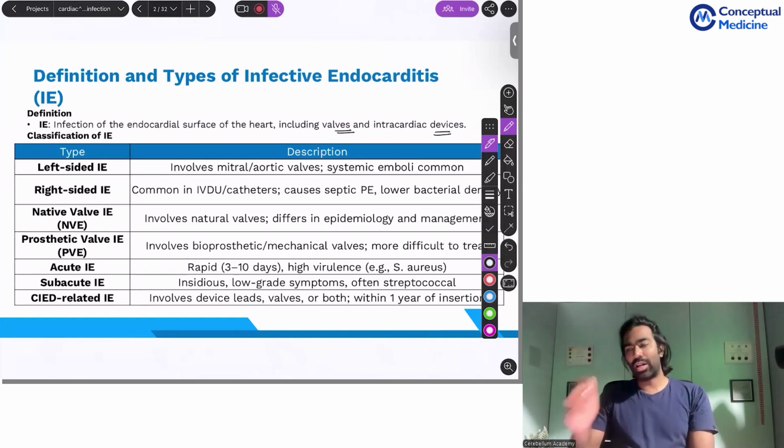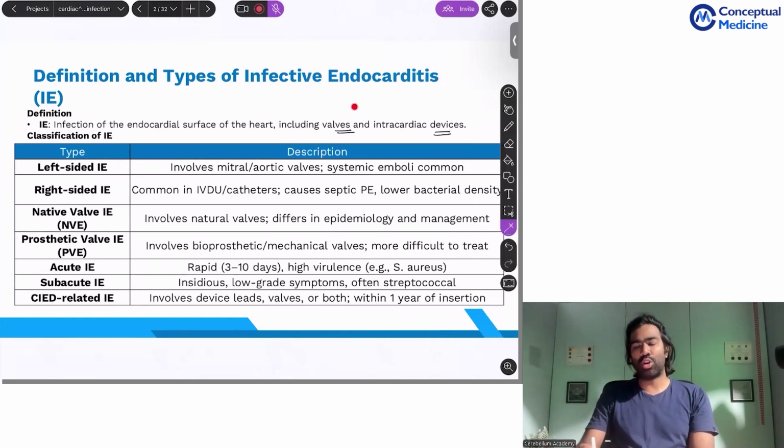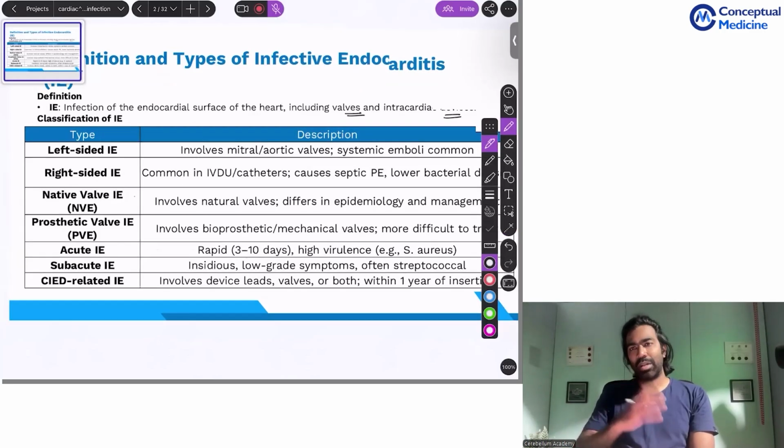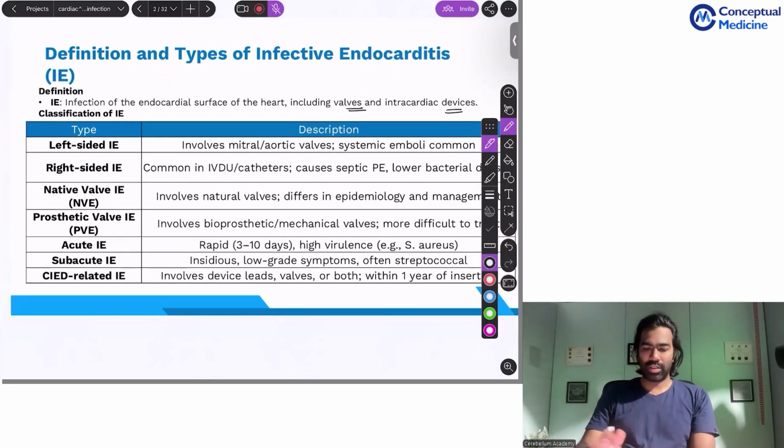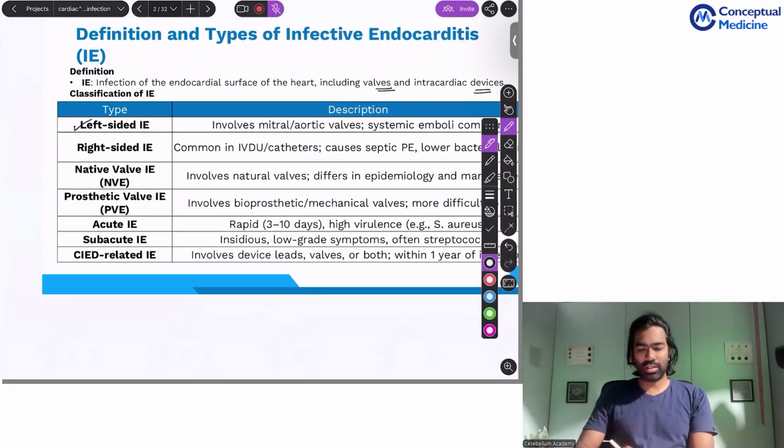So remember, endocarditis means infection of the endocardium, not just the valve. You have to be very clear about that. And there are multiple different types of endocarditis. Like, for example, we have left-sided infective endocarditis, right-sided, native valve, prosthetic valve, acute, subacute, and cardiac infection. Cardiac implantable electrical devices related infective endocarditis, CIED-related infective endocarditis.